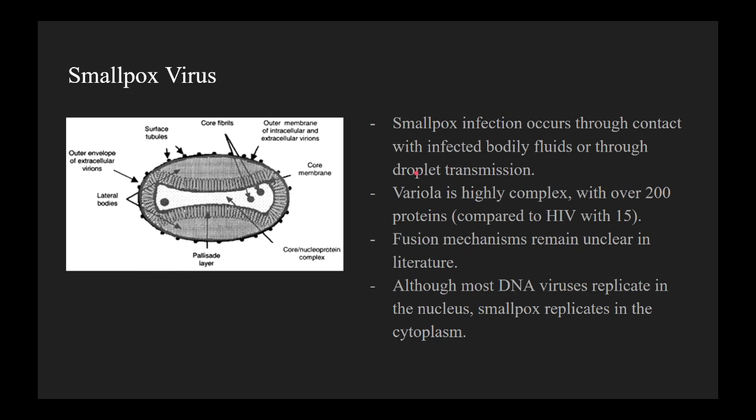So variola is actually incredibly complex, and it's a very large virus. It has over 200 different proteins that it encodes for within its double-stranded DNA genome, compared to, for example, HIV, another common virus, which has only 15 proteins.